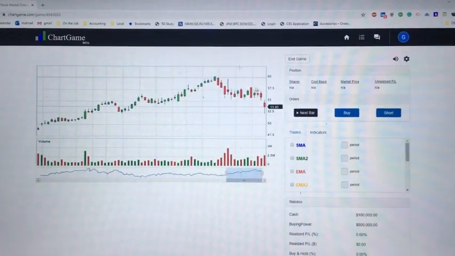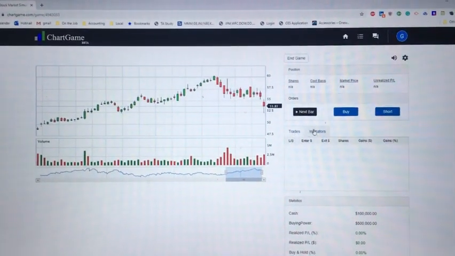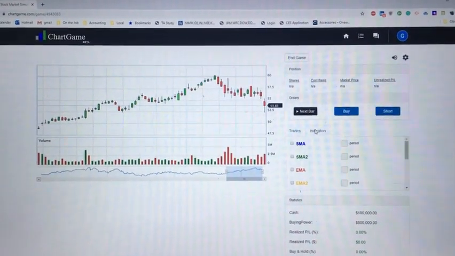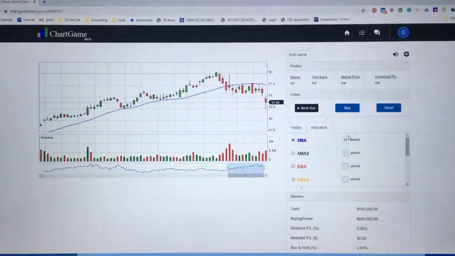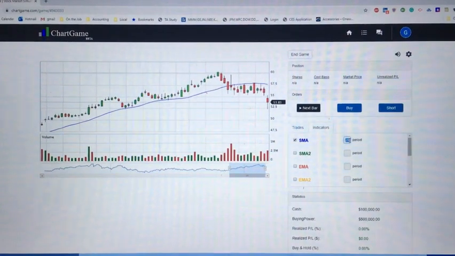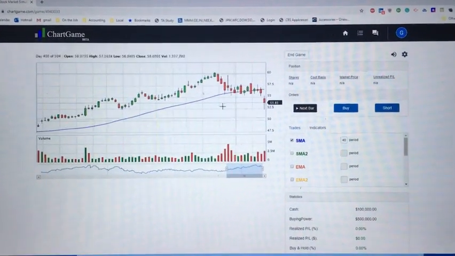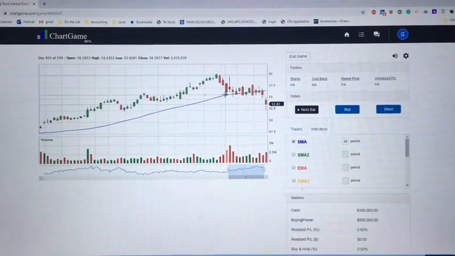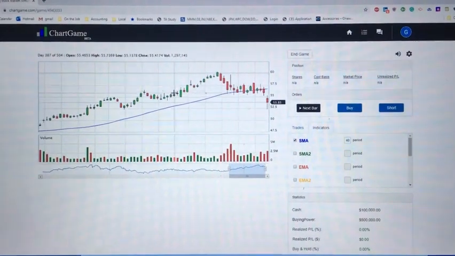So here on Chart Game, there are indicators. In this tab, there's a tab that says Trades and one that says Indicators. We're going to select SMA, Simple Moving Average. We're going to change that to a 40 period if it's not there already. And that's going to give us a very long, reliable upward trending stock. And we're going to try to buy the dips in that upward trending stock.